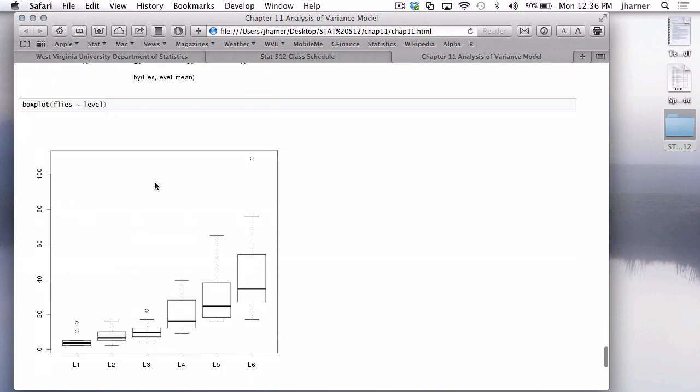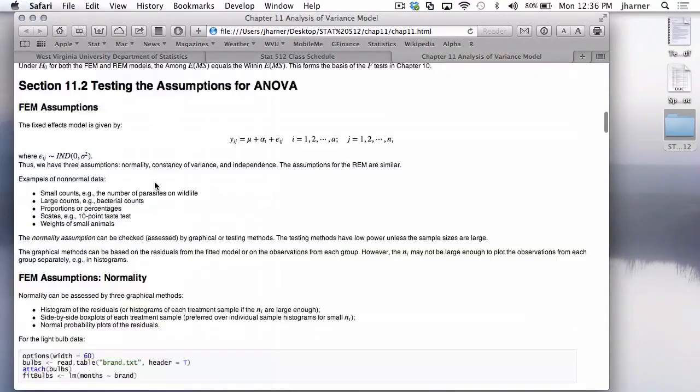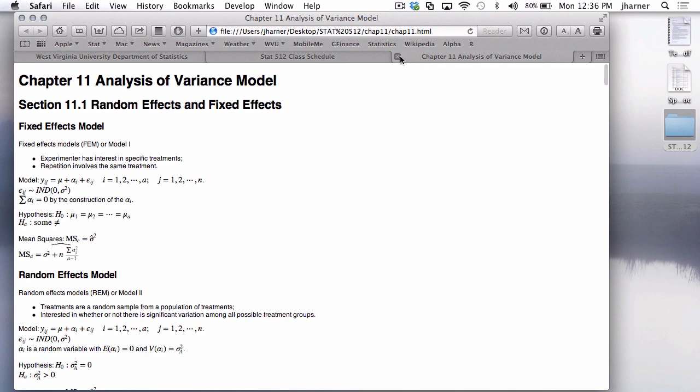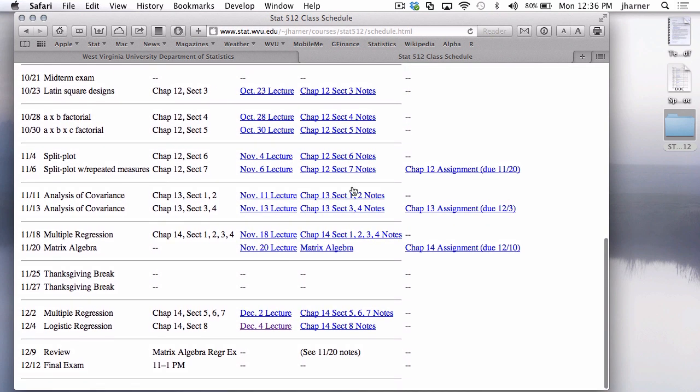So again, those are the kind of things. If you go back and look, particularly at the HTML notes for each of these sections or chapters, they're the kind of things that you should look at.